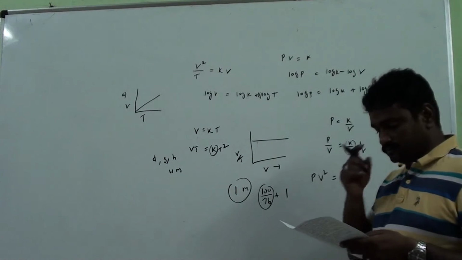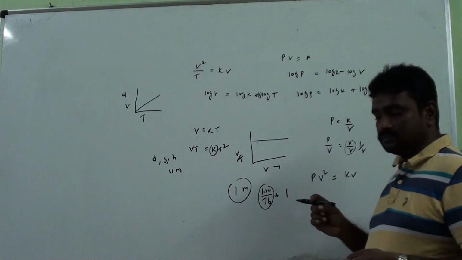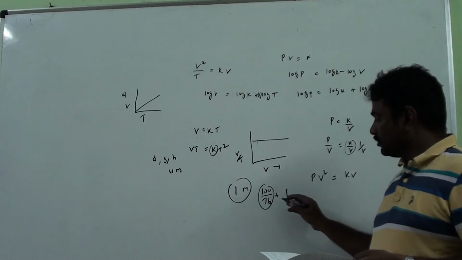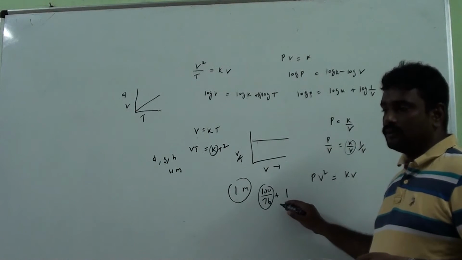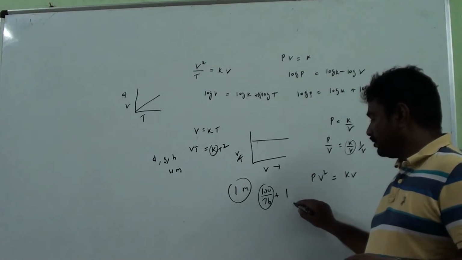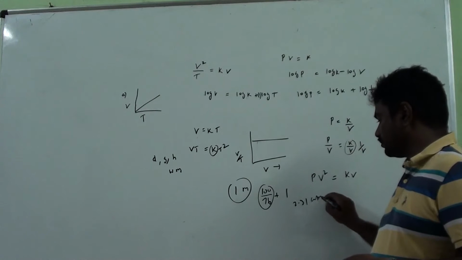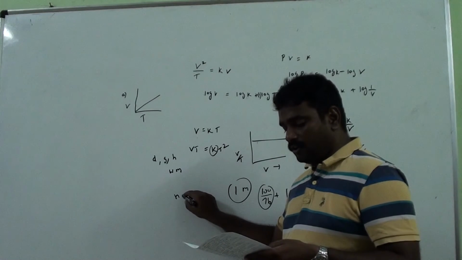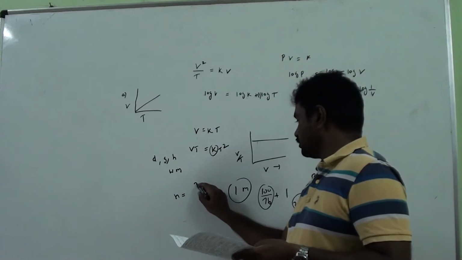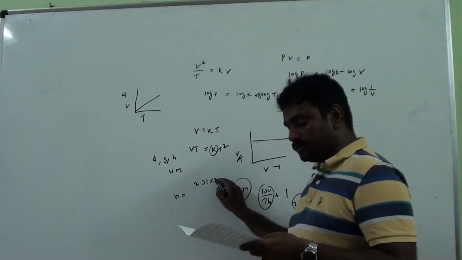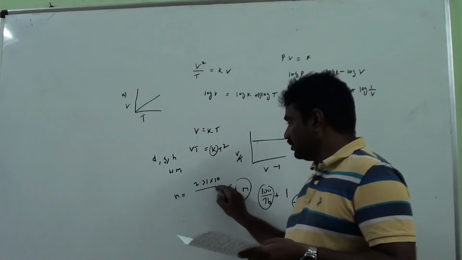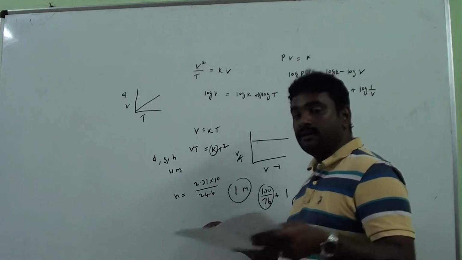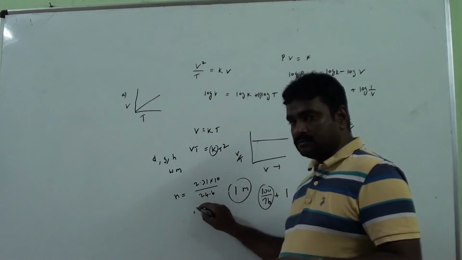Sir, 9.4 is the final answer. Final answer, so calculate it. So 100 by 76 is 1.3, about 2.3 atmospheric pressure. So number of moles I asked, right? So n equals PV by RT. Pressure 2.31. Volume how much? 10 liters. This is 24.6. That is 23.1 by 24.6. Fine.